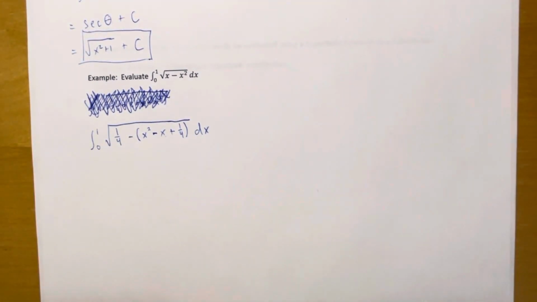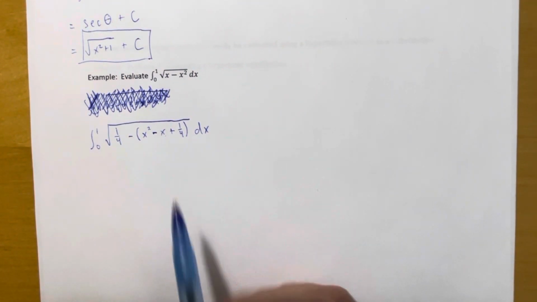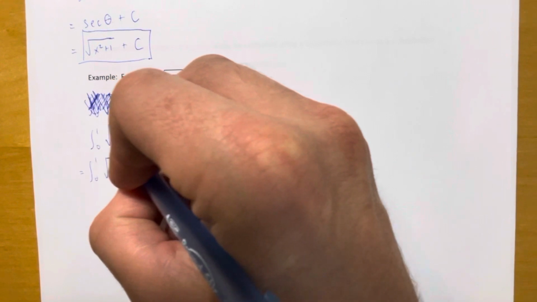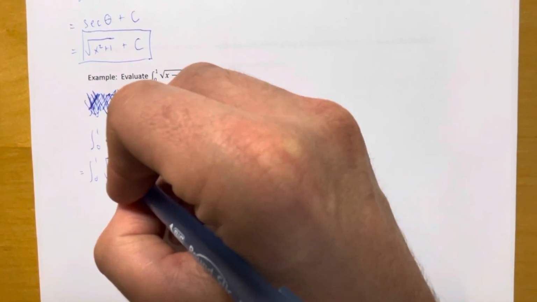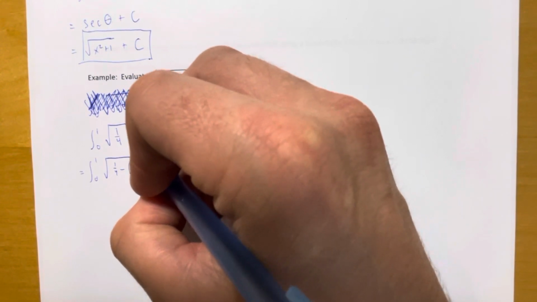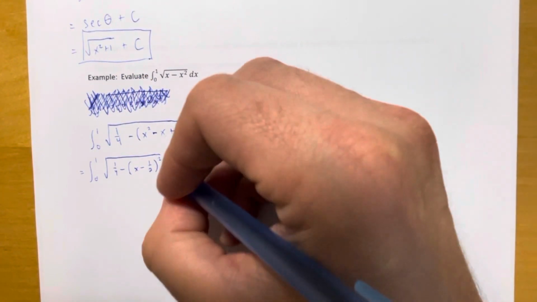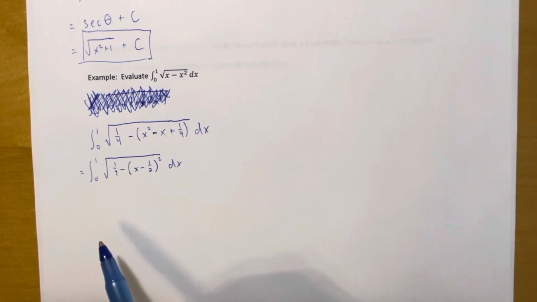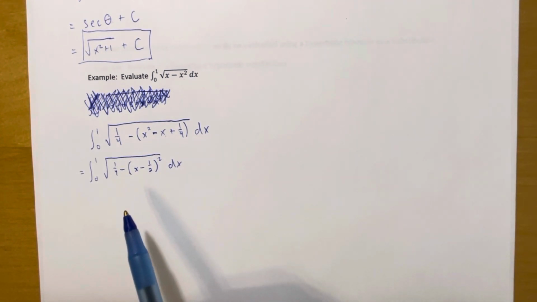Don't forget our dx. All right. The purpose of that is to allow me to factor that thing down. So now I have this: 1/4 minus, this would factor to x minus 1/2 quantity squared dx. Okay? Now this looks similar to the types of integrands that we have been considering so far.